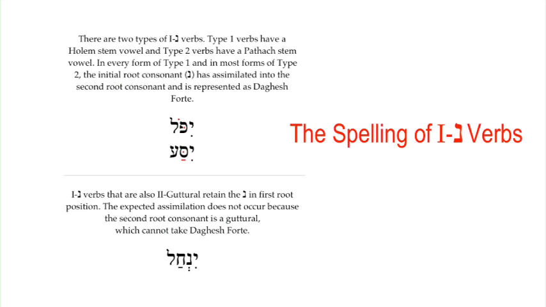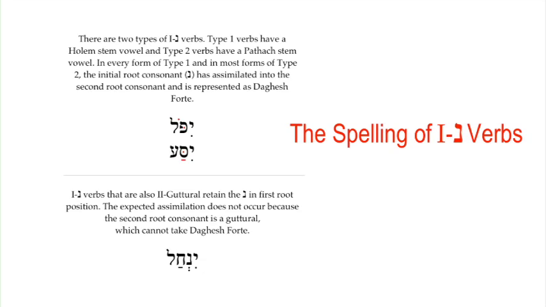Let's look again at your examples. Let's look at the first example together. Yippol, yippol. In this particular example, you can see the preformative yod hirik. You can also see the second and third root letter, pe and lamed. What's happened, however, is that the noon of the verbal root has been lost. It's been assimilated, but it's not totally gone. The noon is assimilated, and now you can see it represented in the pe as a dagesh forte.